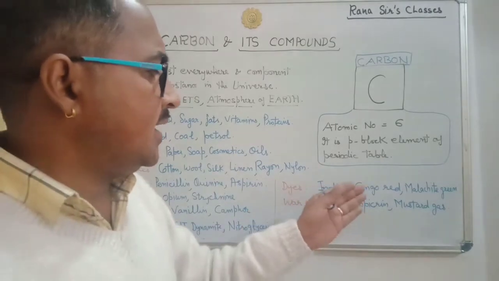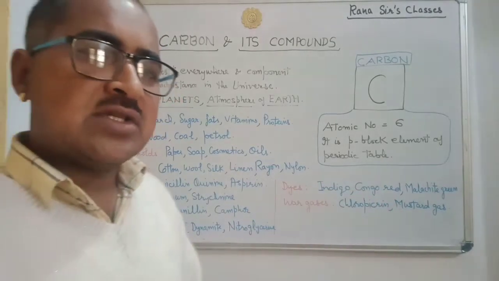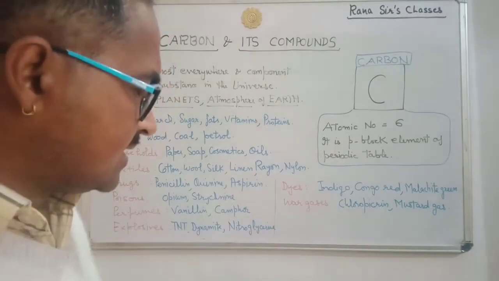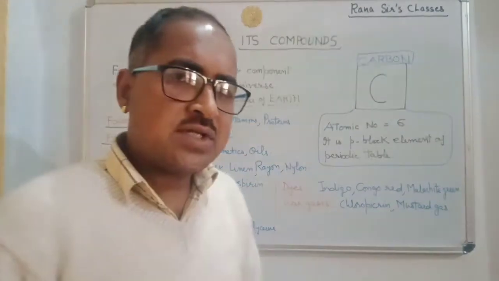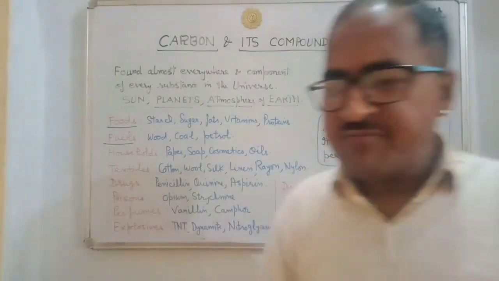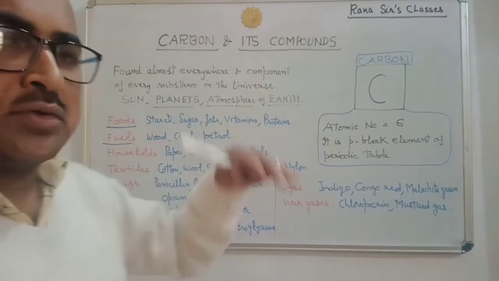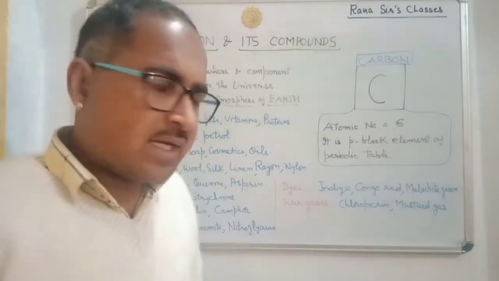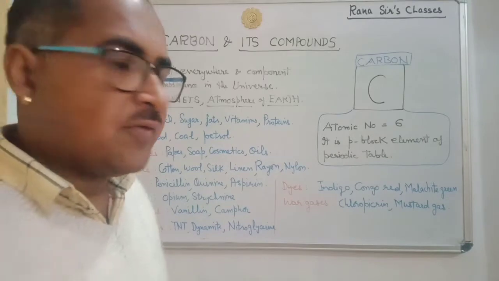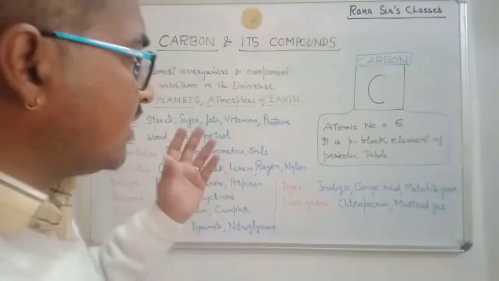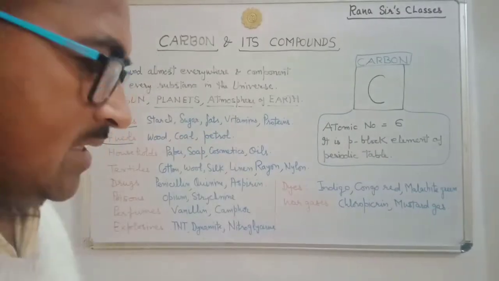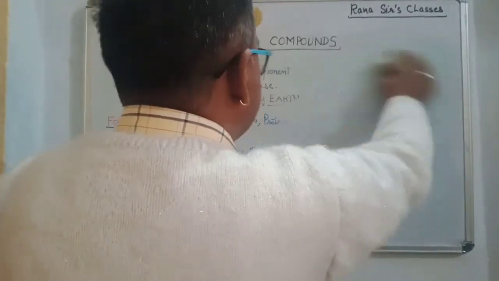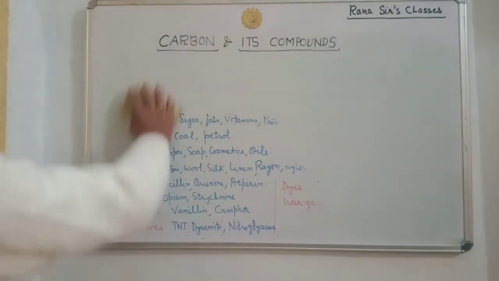Dyes like indigo, Congo red, and malachite green also have carbon as a constituent. In war gases like chloropicrin and mustard gas, carbon is one of the constituents. So students, carbon is found everywhere, from simple to complex compounds, from our body to the universe. Whatever you take as an example, you find carbon there. This is the richness of this element. Now we study carbon and the compounds formed by carbon.